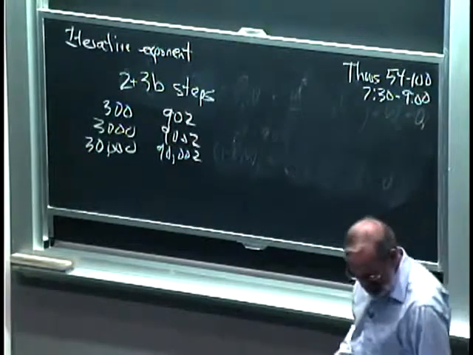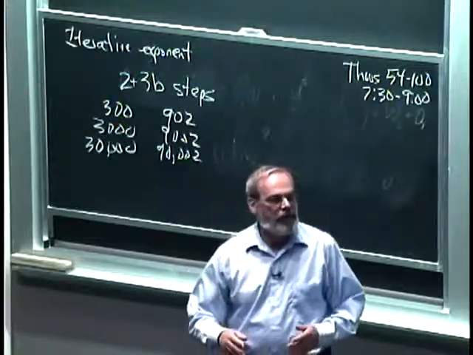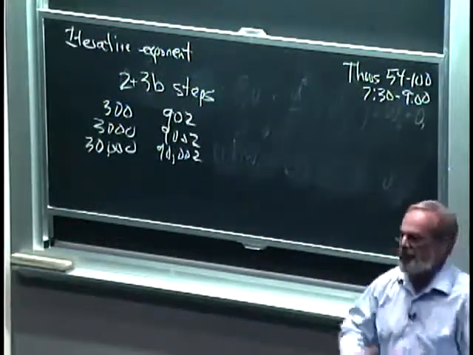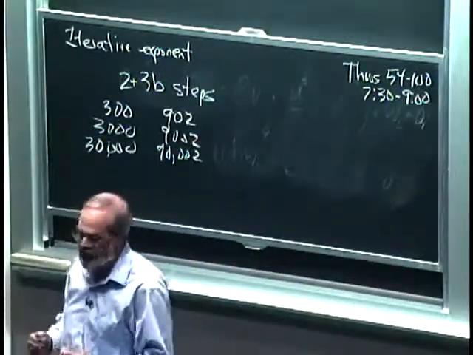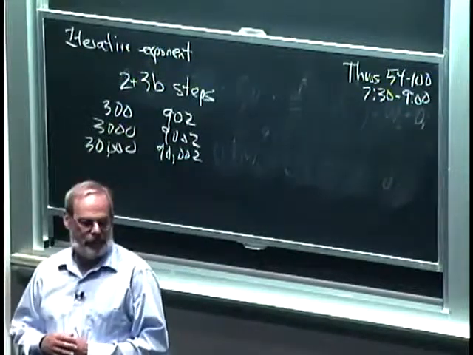But the second thing you can see is, as the size of the problems gets larger, that additive constant, that 2, really doesn't matter. The difference between 90,000 steps and 90,002 steps, who cares about the 2? So typically, we're not going to worry about those additive constants.